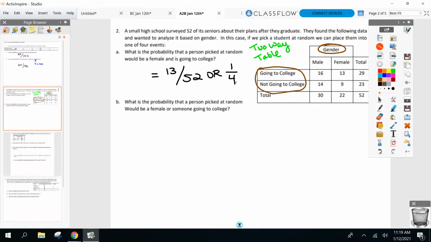All right, let's roll. Part B now. It looks like I'm asking the same exact question, but it's not. Probability it would be a female or someone going to college. So I'm not asking female who's going to college. It's a female or someone going to college.